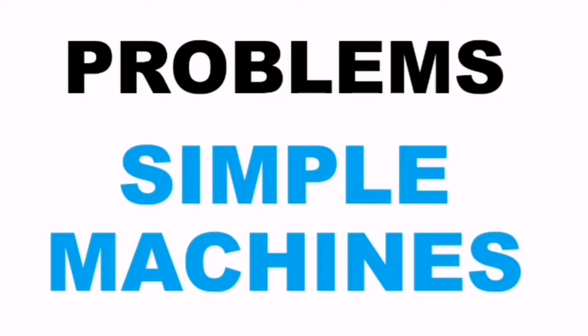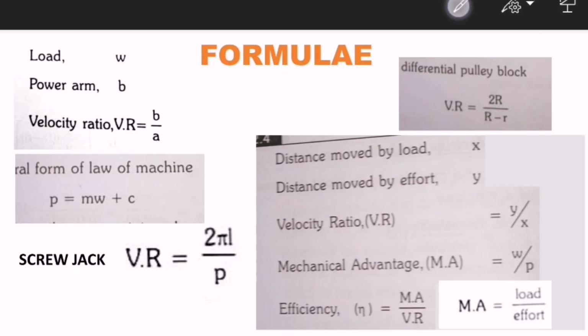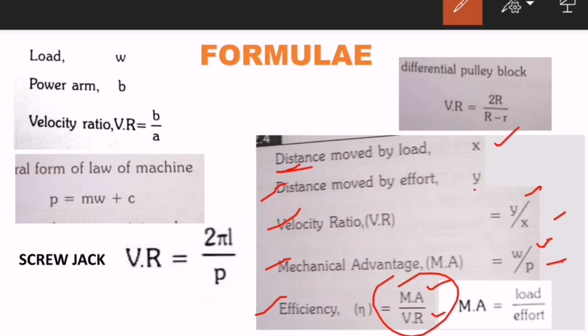In this video, I would like to explain some of the important problems on simple machines of engineering mechanics. Very important topic. Let's see some of the formulae. So first of all, what is efficiency? That is mechanical advantage by velocity ratio. What is mechanical advantage? That is load per effort. W is load, P is effort. What is velocity ratio? That is Y by X. Y is distance moved by effort, X is distance moved by load. So this is the efficiency of any simple machine.